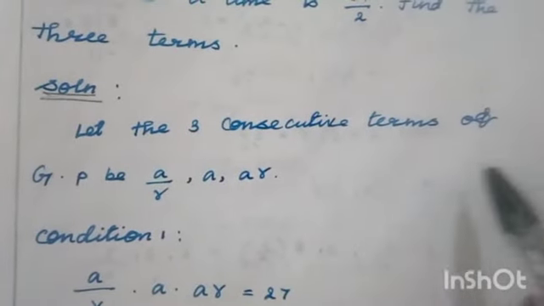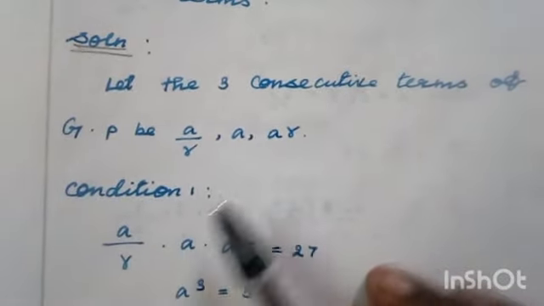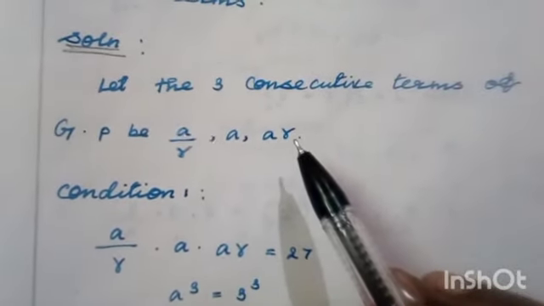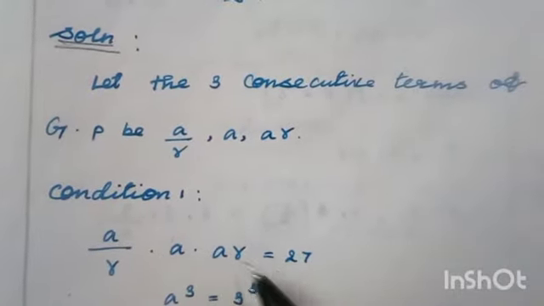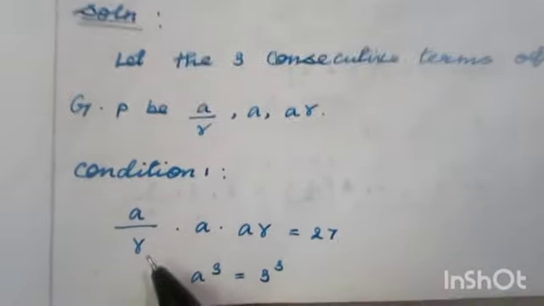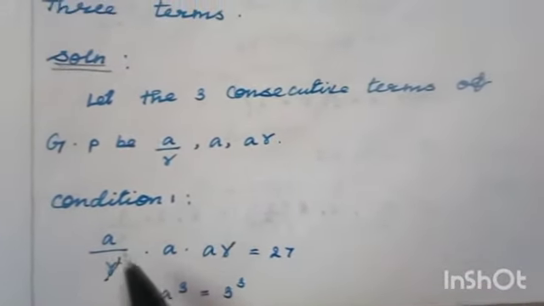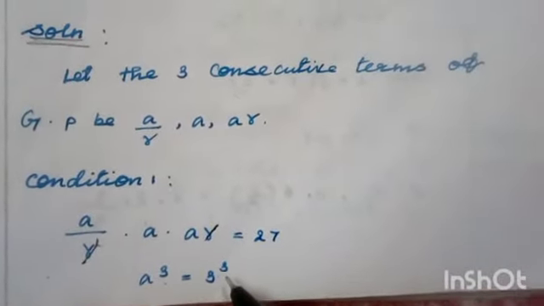Let the 3 consecutive terms of the GP be a by r, a, ar. First condition, their product. The 3 consecutive terms product is 27, that is a by r into a into ar equal to 27. Now the denominator and numerator cancel. So a into a into a, that is a cube equal to 27, which is written as 3 cube.